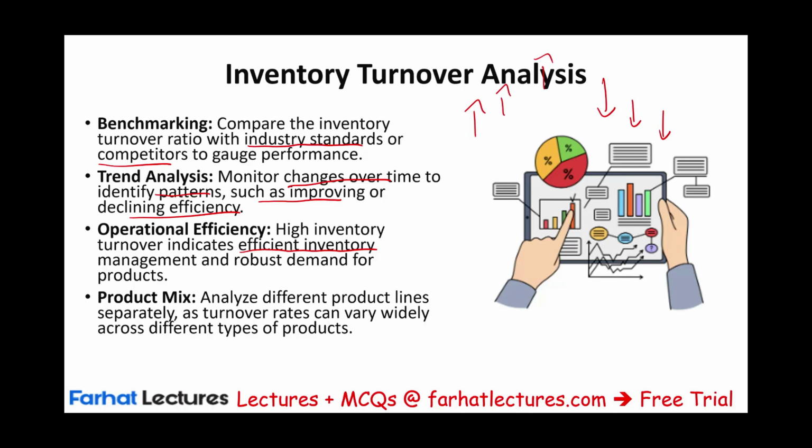Also, when it comes to a broad product mix, analyzing different product lines separately matters, as turnover can vary widely across different types of product. Now, when the company is doing this internally, they don't compute one inventory turnover. They look at various products to determine which product is selling faster than the other. And what's not selling, either discontinue it, put it on sale, let's get rid of it and not replace it.